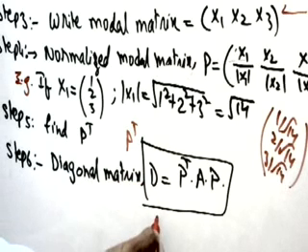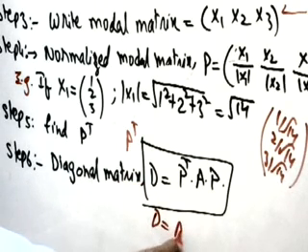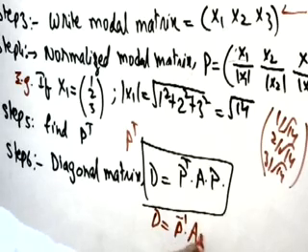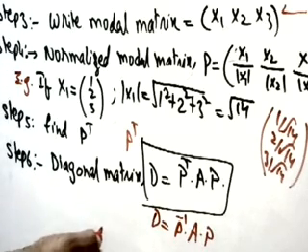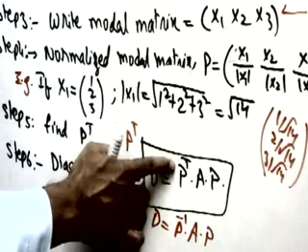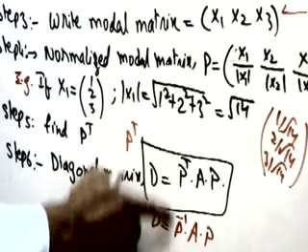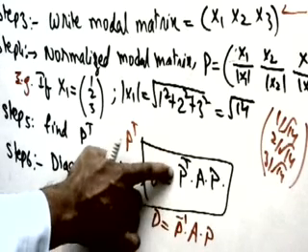Lastly, the step is the diagonal matrix. In the previous class, the diagonal matrix formula was P inverse into A into P. The only difference here is that instead of P inverse, we use P transpose.